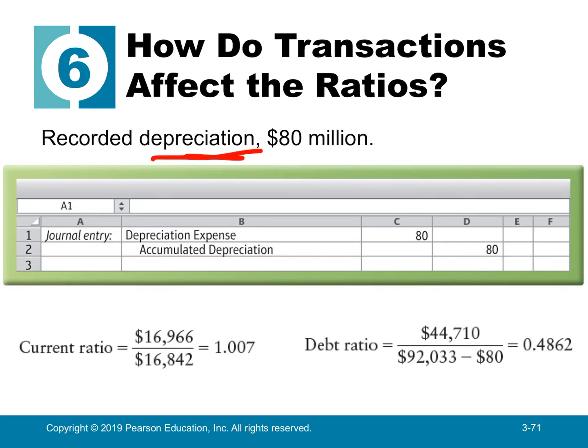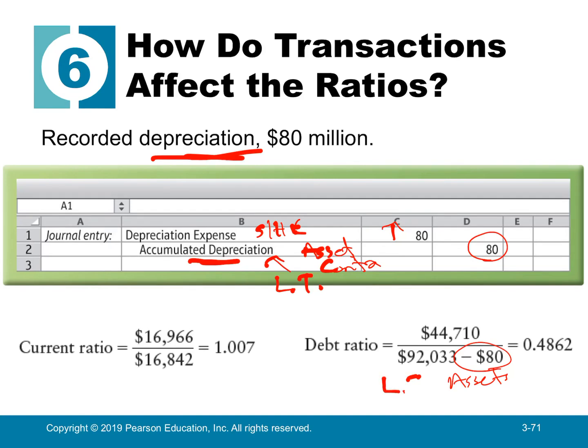What about recording some depreciation? Well, I'm going to have depreciation expense, so stockholders' equity goes down by 80. Accumulated depreciation is a contra asset. Remember, accumulated depreciation is tied to a long-term asset, so it's also a long-term account, and that goes up by 80. So my net assets go down by 80, but these are long-term assets. So my debt ratio is affected, and it increases, so that's bad. For the current ratio, current assets over current liabilities, no current assets and no current liabilities are affected, so nothing changes here.